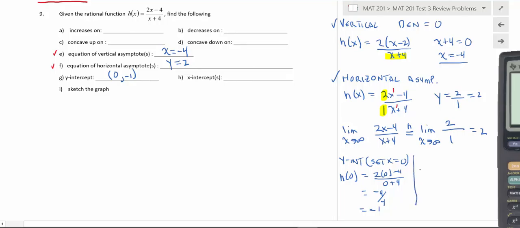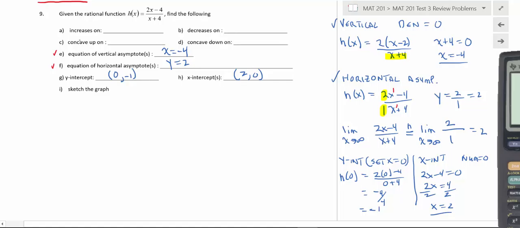Now for the x-intercept on a rational function, really just look at the numerator equals 0. If you go back to the original, there was no cancellation, so you don't have to worry about a hole or anything like that. You just do 2 times x minus 4 equals 0. So 2x equals 4, divide by 2, and that gives x equals 2. So you end up with an x-intercept of (2, 0). That's just the algebra.